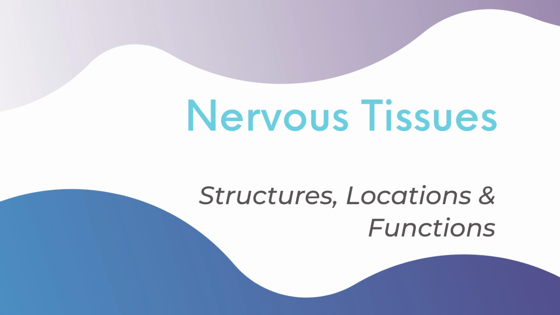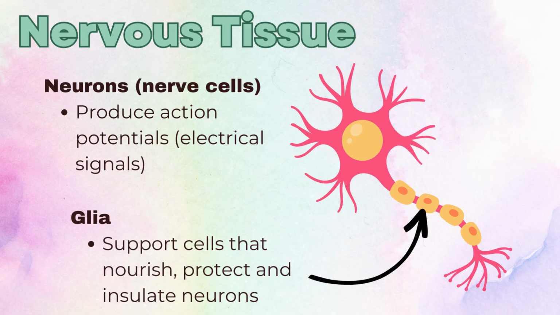The last type of tissue we're going to discuss in Chapter 4 is nervous tissue. Nervous tissue is made up of two types of cells. The first type is the neuron. These are nerve cells. Neurons produce action potentials, which are electrical signals. Glia are supporting cells that nourish, protect, and insulate neurons. On this slide, you will see the glia shown at the end of the arrow. It's that yellow cell that is surrounding the axon of the neuron.